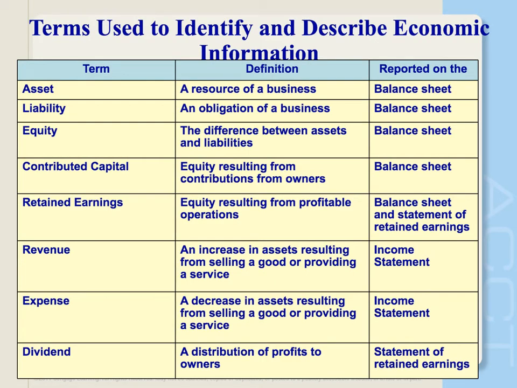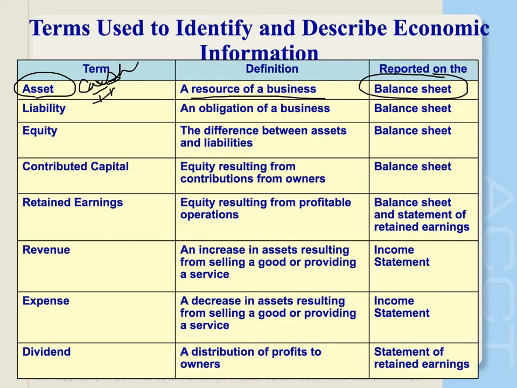So let's take a look at some of those terms to identify and describe economic information. The first one is assets. An asset, by definition, is a resource of a business, and it's reported on the financial statement we call the balance sheet. You will get that in further videos on how to prepare a balance sheet. So assets typically are resources of a business. Let's think about what might be a resource to you. Cash would be a resource.